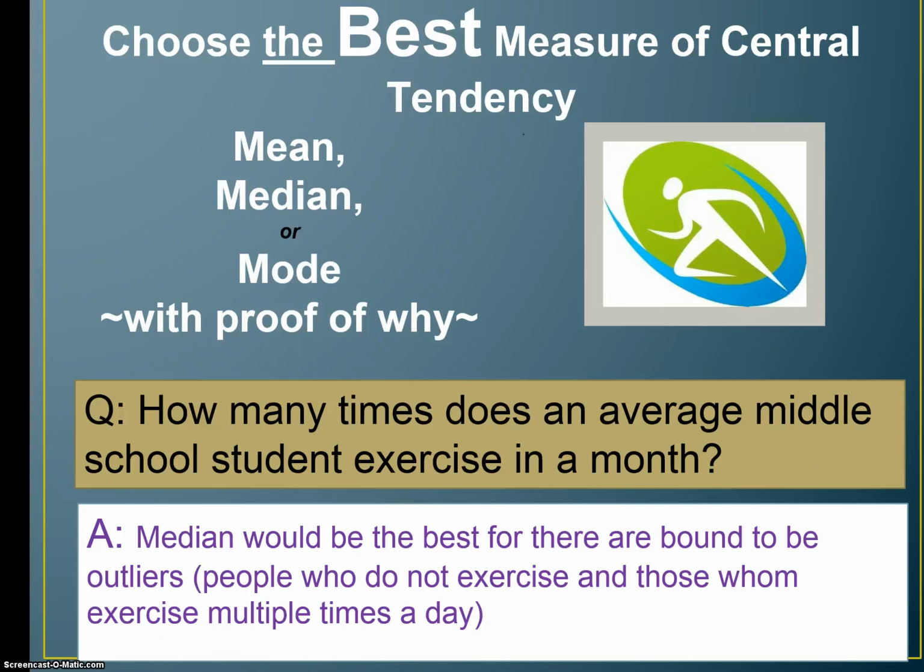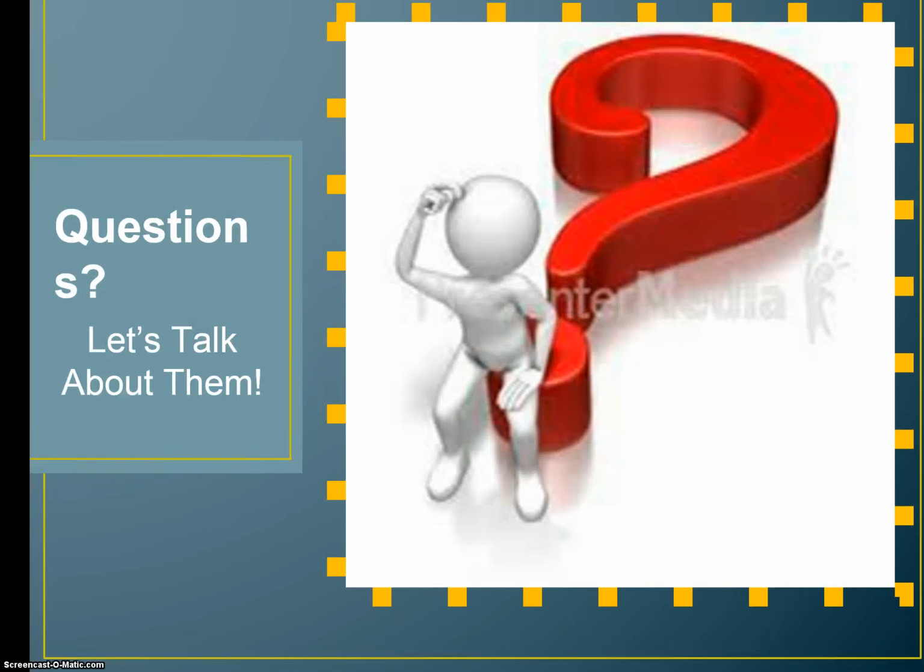All right. This one, how many times does an average middle school student exercise in a month? You're always going to have those super exercise fanatics that exercise at least once a day, if not twice or 3 times. And then you're going to have the people that don't do any exercising unless they are made to. So those 2 types of people that enjoy or dislike exercise would be outliers. So you're going to want to use the median because that's the majority of your people. And since you're dealing with the number of times it is numerical data, that's why you wouldn't use mode. You use median because it is still numerical data.